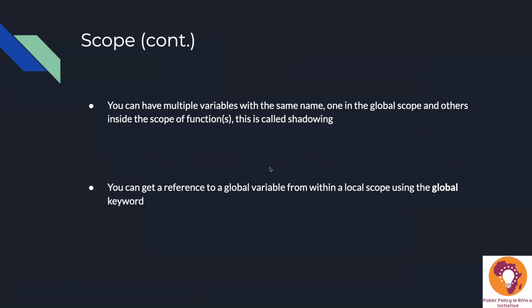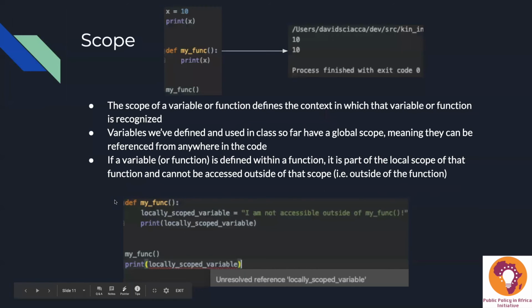So scope continued. You can have multiple variables with the same name, one in the global scope and others inside the scope of functions. This is called shadowing. So in this particular case, I have x equals 10. And then, you know what, I do want to go back here and make sure that global versus local scope makes sense first before I talk about shadowing. So what questions do you have about global versus local scope?